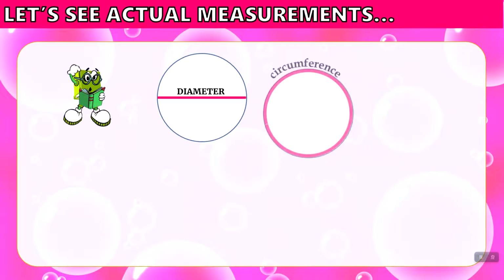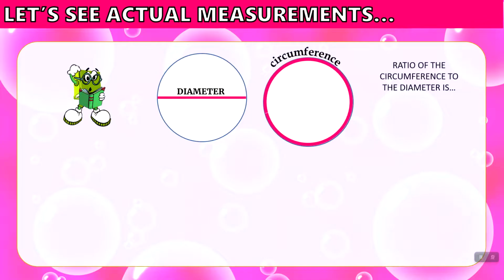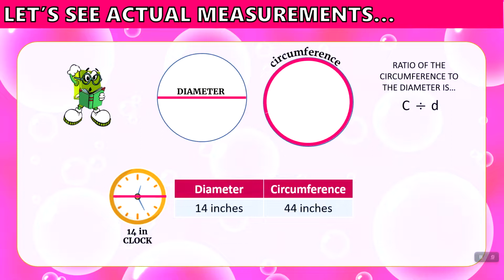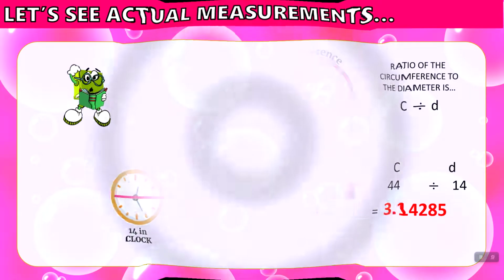Again, if we look at the diameter and the circumference, and we find the ratio of the circumference to the diameter, so c divided by d. In this case now we will look at a clock. We have measured the clock's diameter to be 14 inches, and we know that the circumference is 44 inches. When we divide c, which is 44, by d, which is 14, we get a number 3.14285. If you remember in the last example, it was also 3 point something. Let's look at one more.